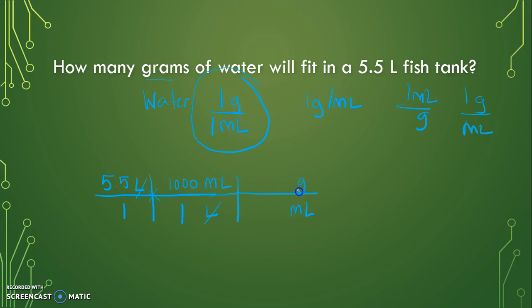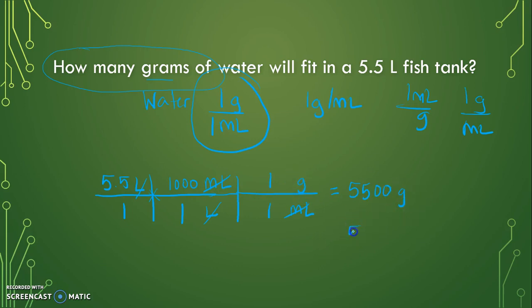And I can compare milliliters to grams because of this. Water is 1 gram per 1 milliliter. Those cancel out, and now I can do my math. I'm at what it asked me, how many grams. I'm there. I've canceled everything out. I can do my math. So 5.5 times 1,000 is going to be 5,500. My unit that's left is gram.